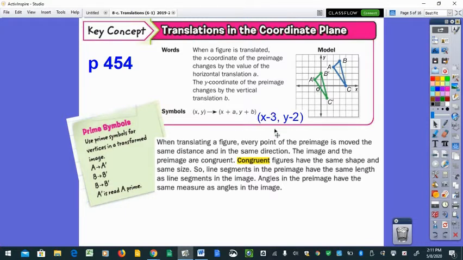Now I'm going to show you this right here. This is called translation notation. Big fancy word. And basically what it does is it allows you to sort of shorthand moving 3 to the left and 2 down becomes this notation.